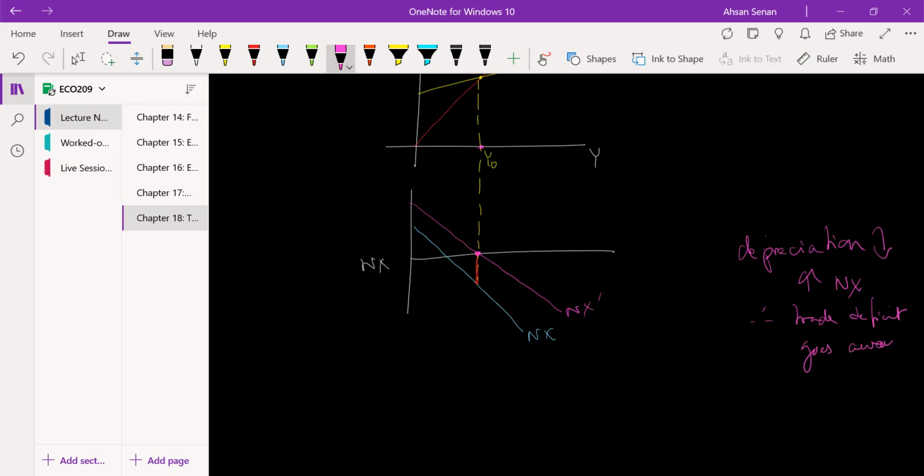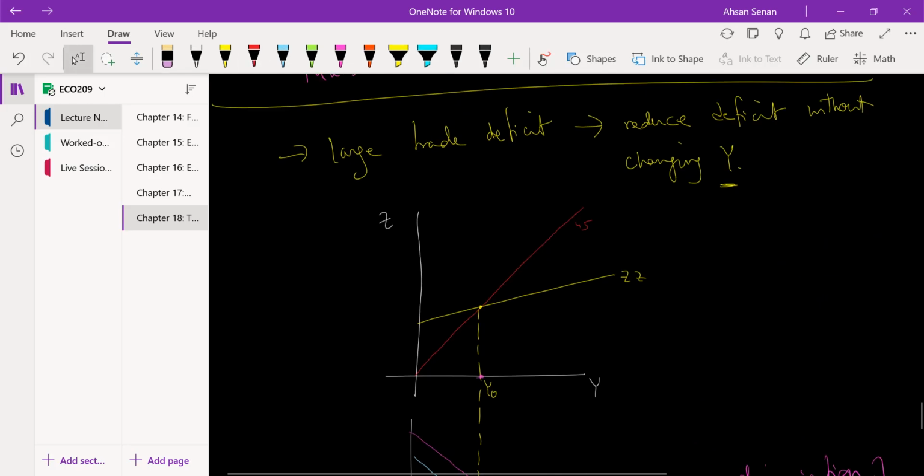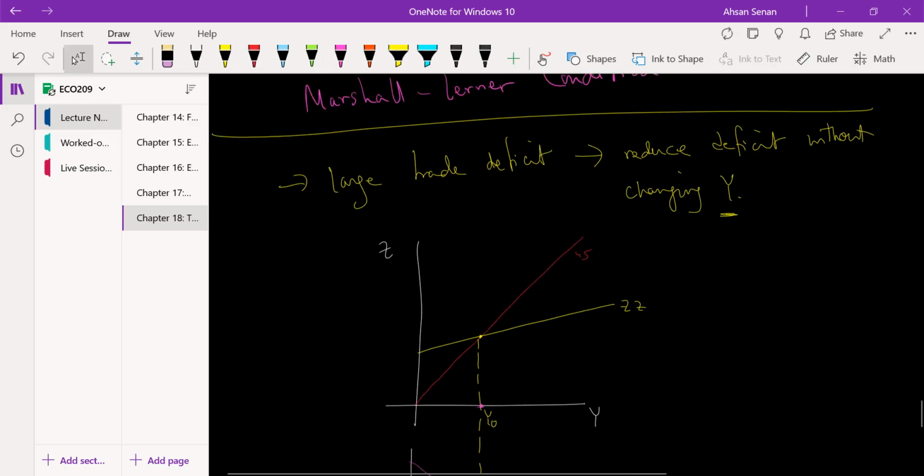Okay, it seems like we have solved our problem, but there is something to worry about. When we say that net export is going up, what we mean is that export is going up, import is going down. When export goes up and import goes down, what's going to happen? Z is going to go up, right? So what we are going to observe is this. And that is a problem.